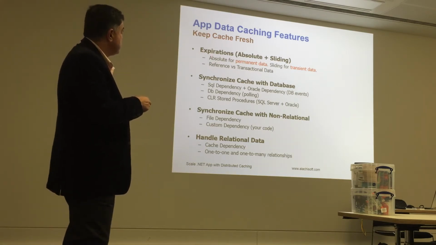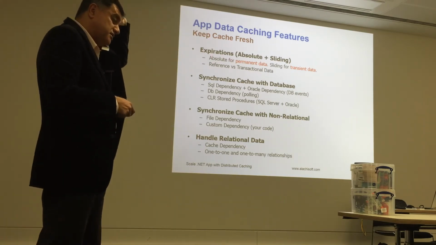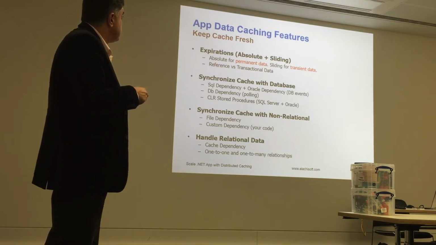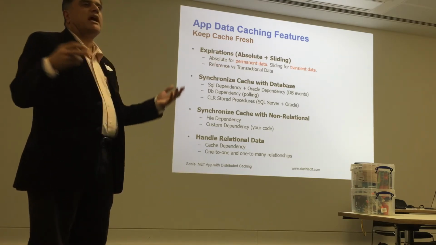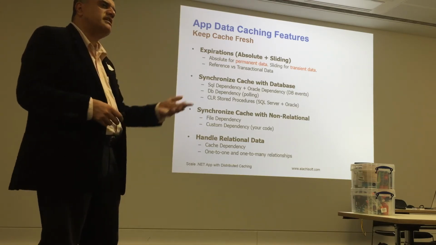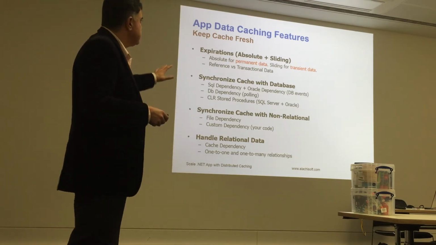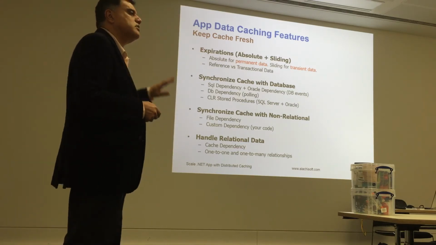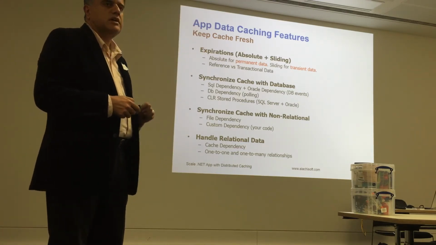So, for example, the first and the most common is expirations. With permanent data, you use absolute expirations. You say, okay, I think this data is good for 10 minutes, or for 1 minute, or for 30 seconds, or for whatever. I don't think anybody's going to update it in the database for that long, so let's just expire this after this long.